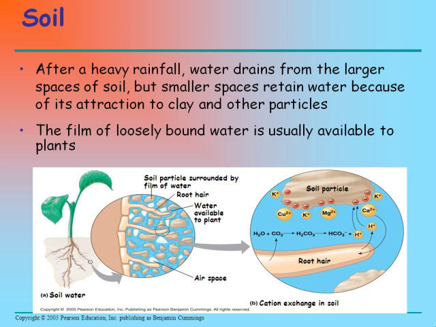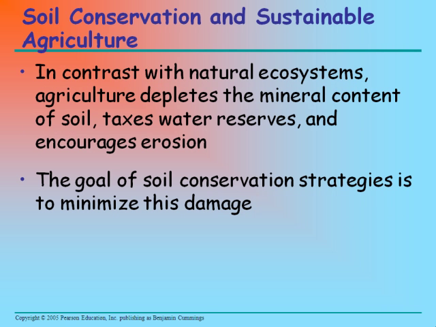Which are more likely to be leached from the soils by heavy rains? Anions, negative particles, or cations, positive particles? It'd probably be anions because the soil is negative itself. Cations, the positive, are bound to these negative charges, so they would be less likely to be lost with heavy rains.